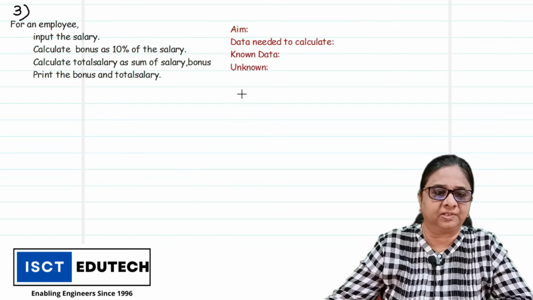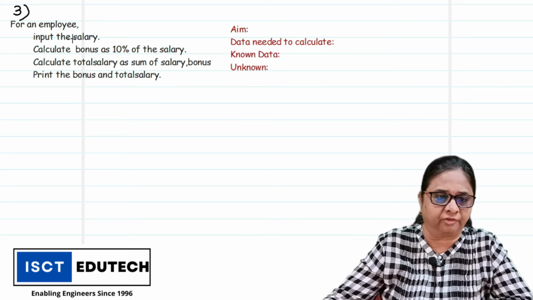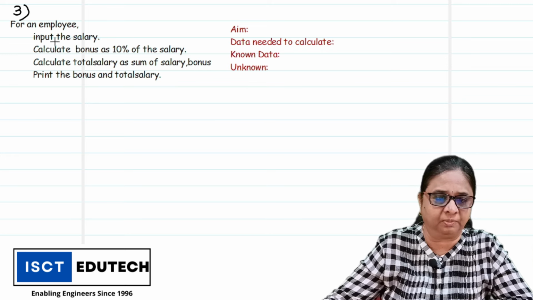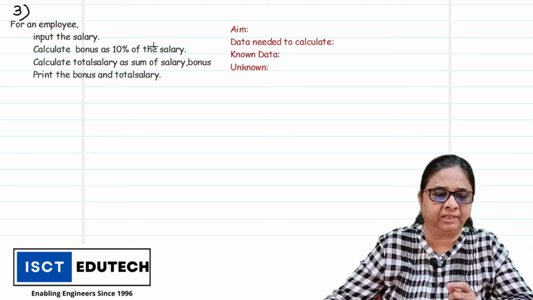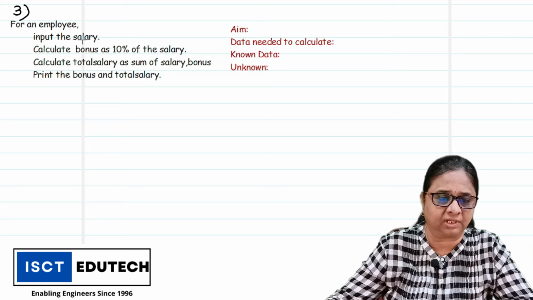Next. Let's look at the next example for input. The problem definition is as follows. For an employee, input the salary, calculate bonus as 10% of the salary. Then the total salary is sum of the salary and the calculated bonus. And whatever we have calculated, print that. That is bonus and total salary.